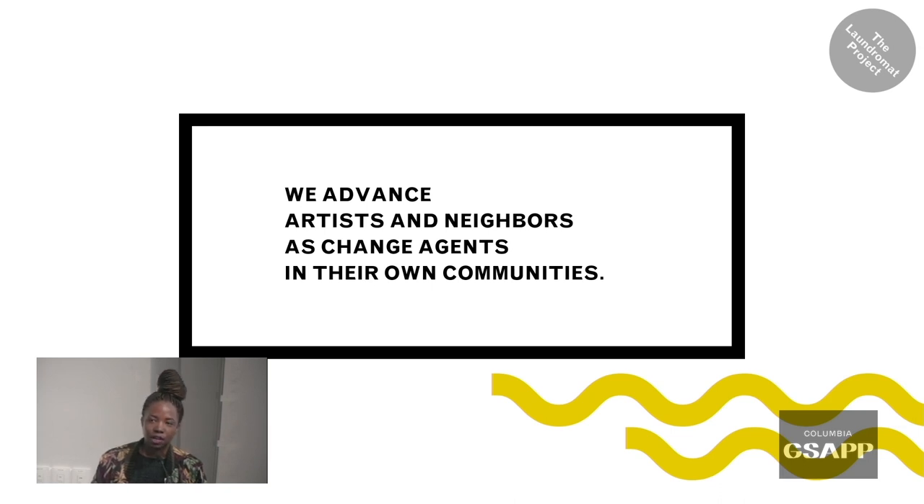The idea of a laundromat as a space where you're literally standing there doing your laundry, and during the spin cycle, you can be standing next to your neighbor and engage in conversation, get to know and learn about one another, and really talk about issues that are of particular concern within your community. So the laundromat is a metaphor for a community space.